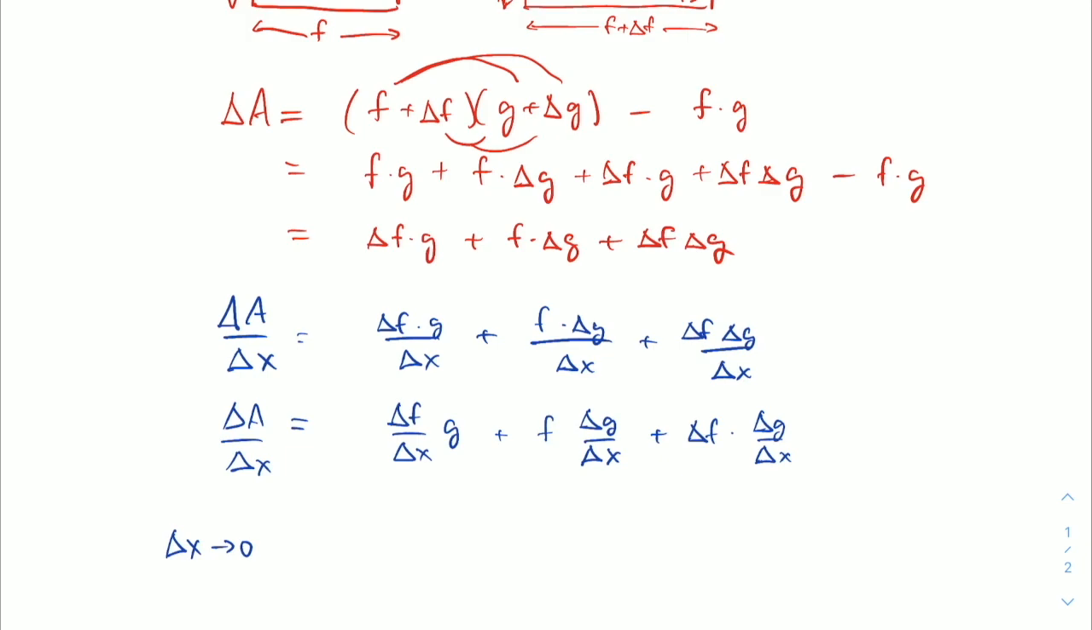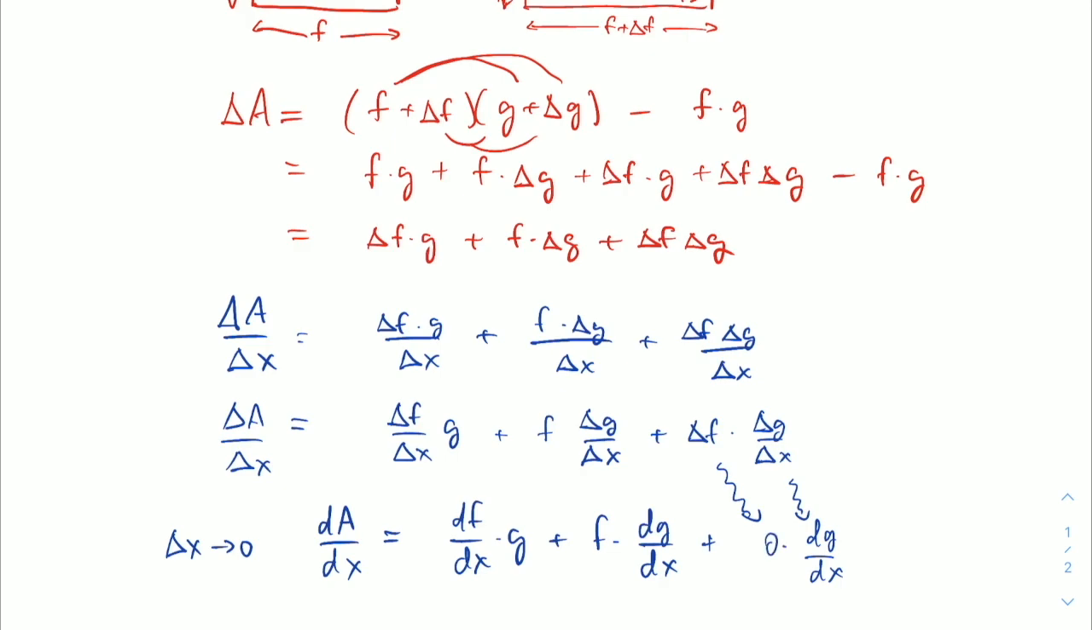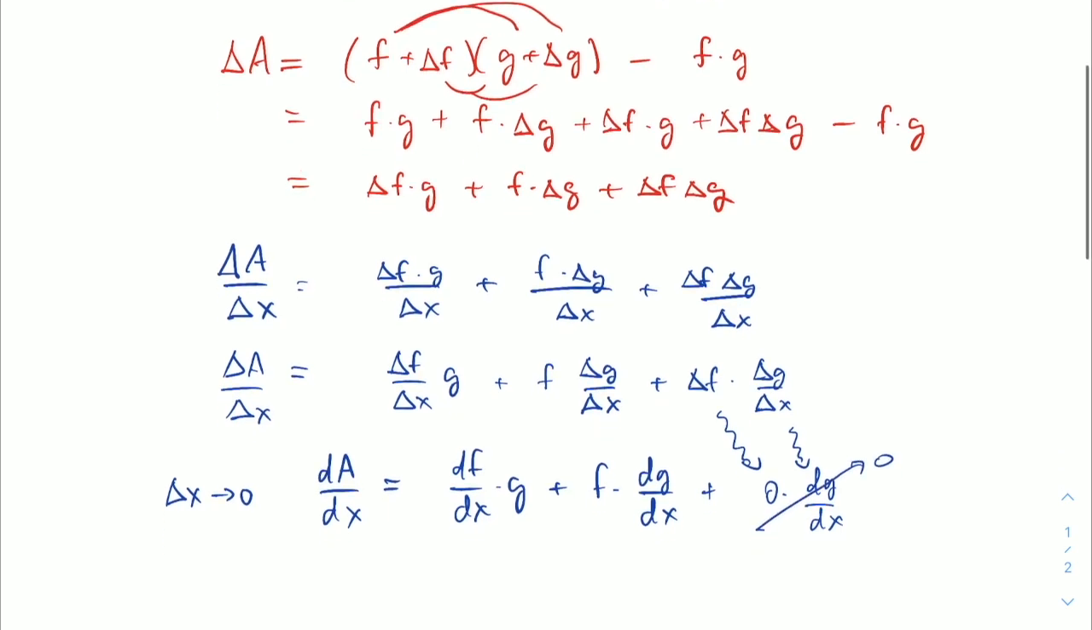This first delta a over delta x is going to be the derivative of a with respect to x. A small change in a over a small change in x is the derivative. And then delta f over delta x is going to be df dx. Delta g over delta x is dg dx. So this last term, the second part of it goes to g dx, and the first part of it goes to 0. As delta x goes to 0, the change in the function also goes to 0. So this term just disappears, and we're left with the product rule.